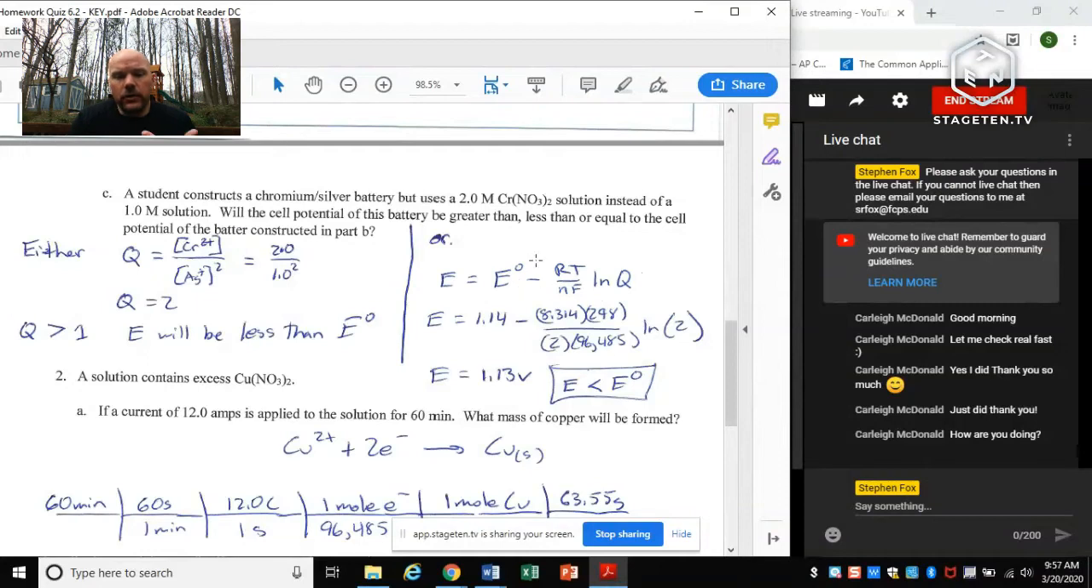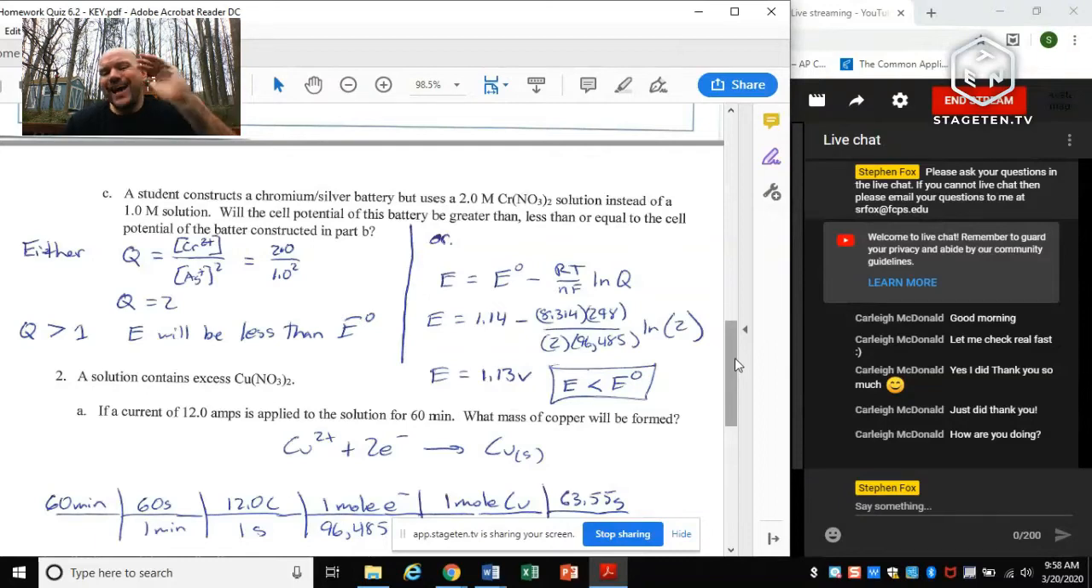So here's the deal. You don't have to write the whole equation down. You could just say Q is greater than 1, the cell potential is less than the standard. If Q came out to be equal to 1, then the potential is equal to the standard. And if Q was less than 1, then you know the potential is greater than the standard. You could just use this argument right down here. You could say, oh, Q's less than 1, so the new potential is going to be greater than the standard cell potential. Or in this case, Q was greater than 1, so the new potential is less than the standard cell potential. All right, if that makes sense, okay?